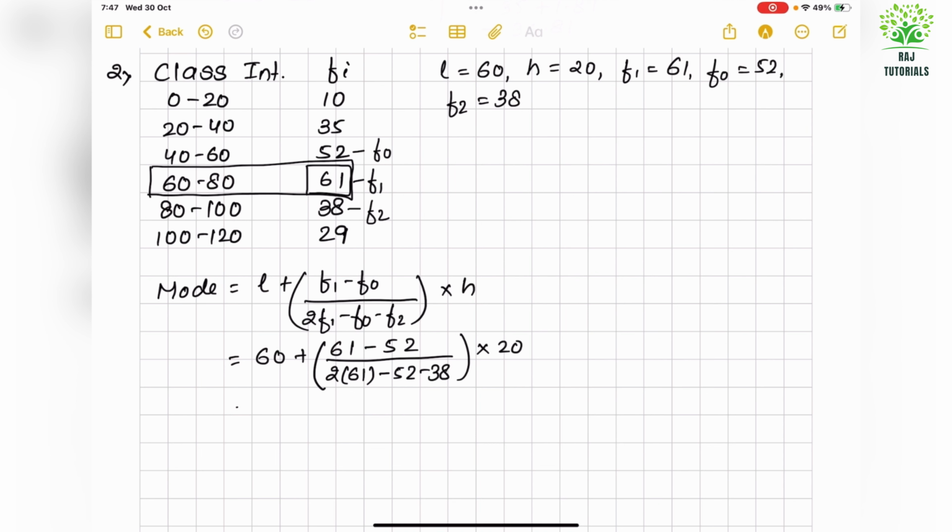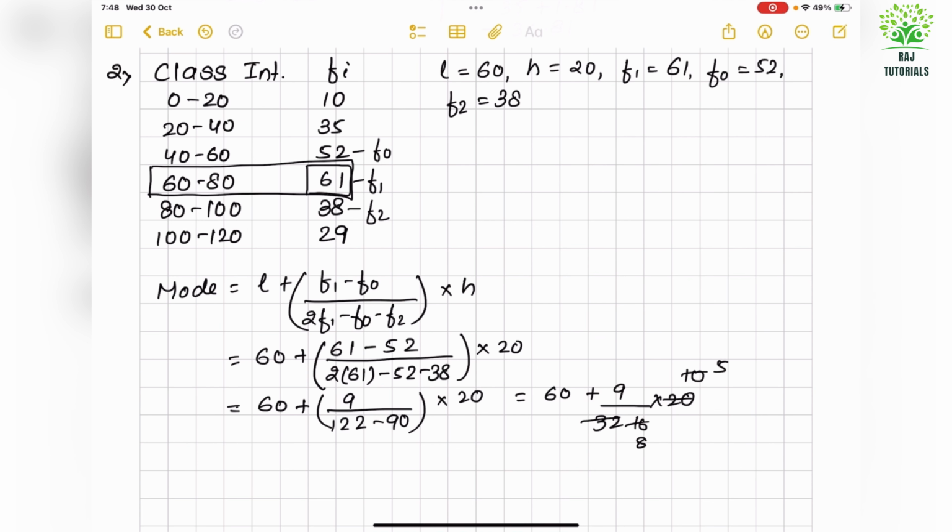So this is coming as 60 plus 9 upon 122 minus 90 into 20. So that is coming as 60 plus 9 upon 32 into 20. So 2 tens are 20, 2 16s are 32, 2 8s are 16, 2 5s are 10. So 9 5s are 45. So 60 plus 45 by 8. So this is coming as 60 plus 5.62.